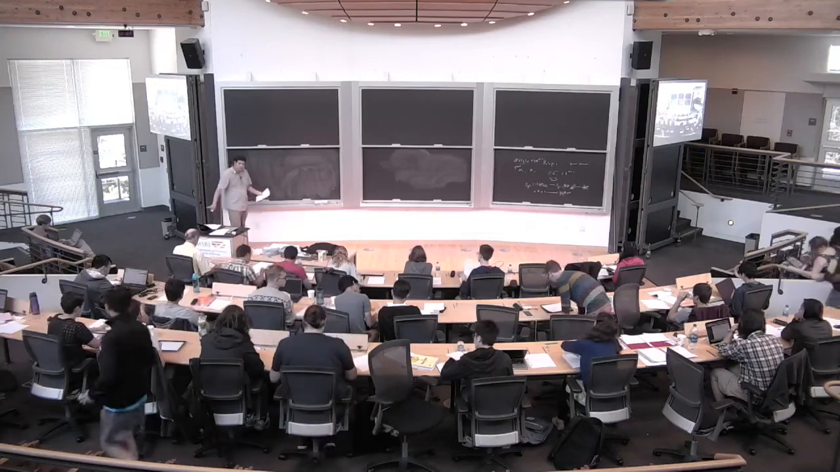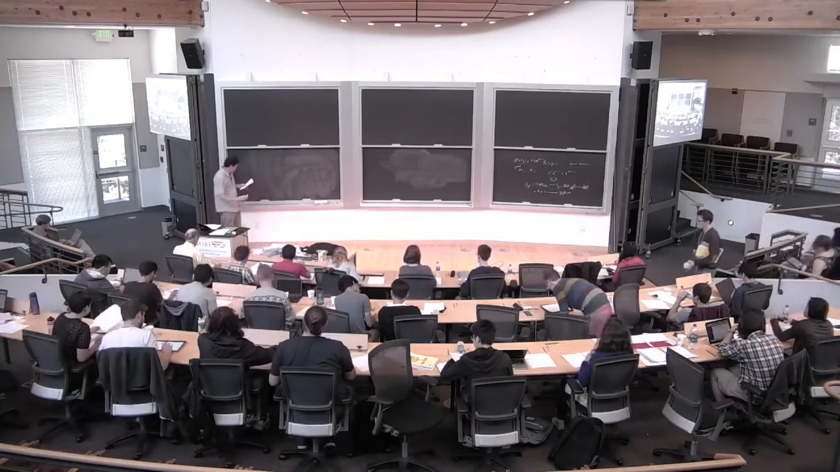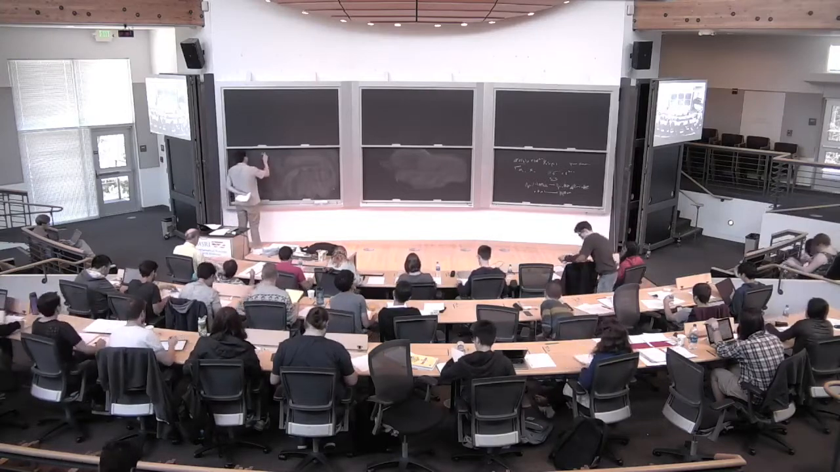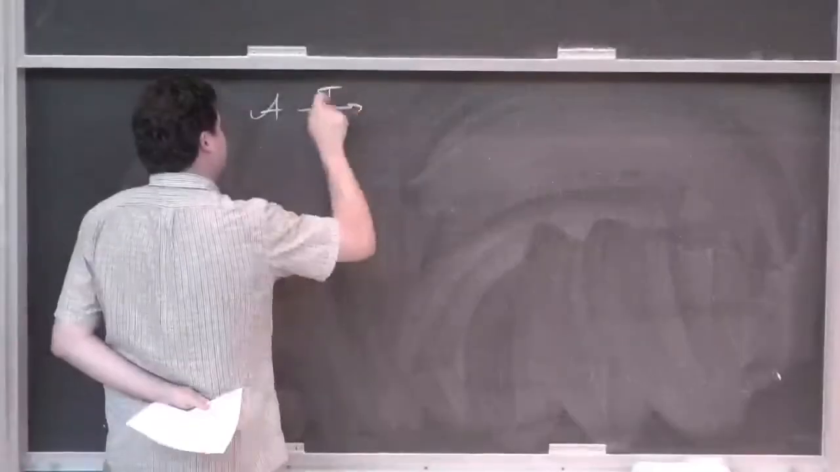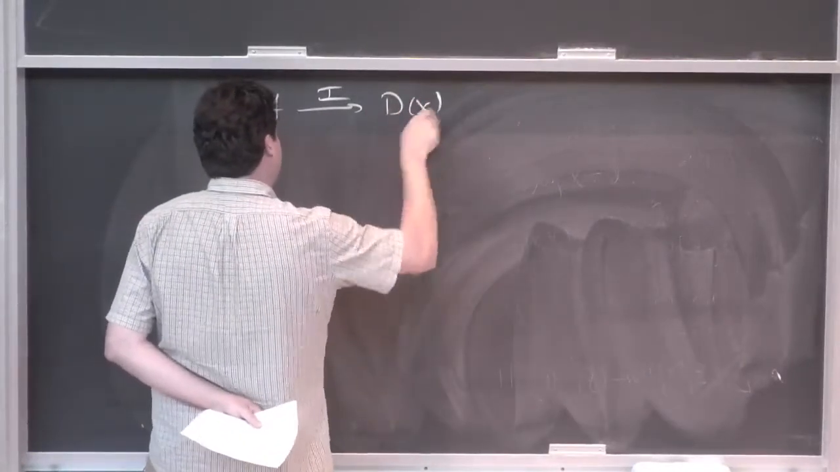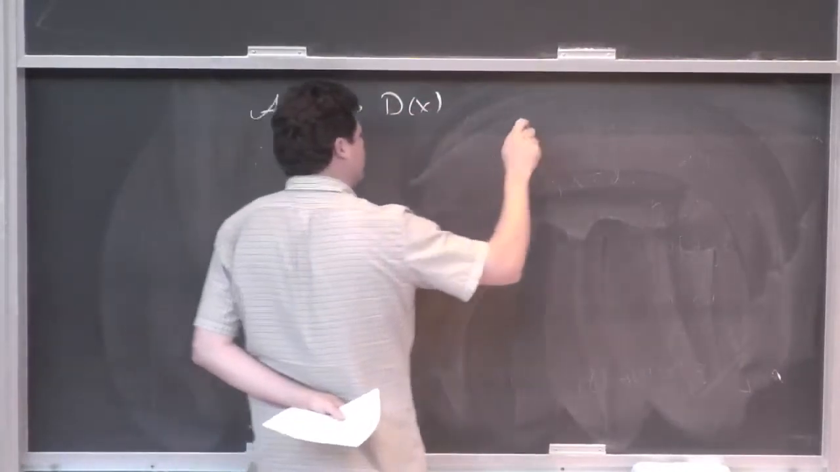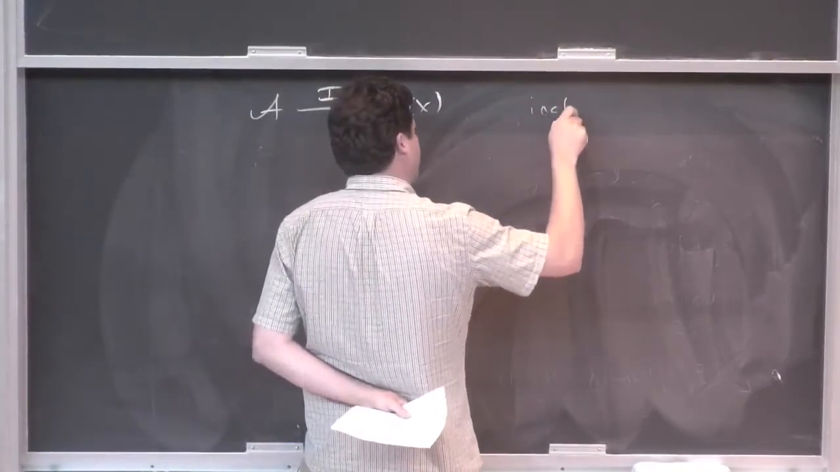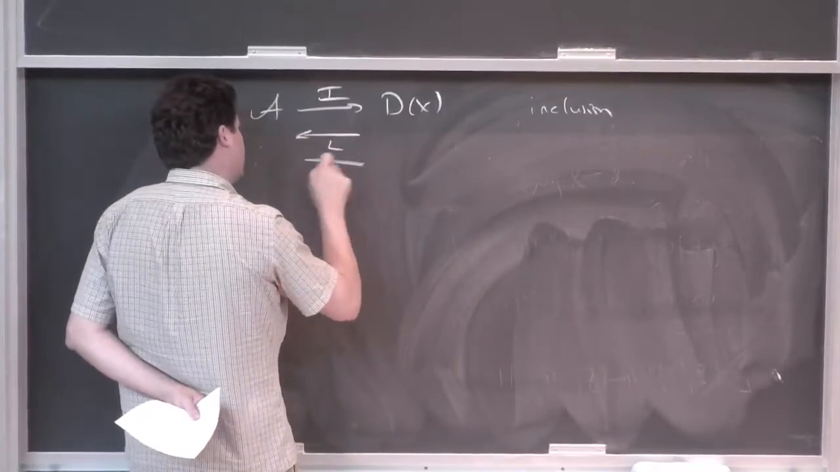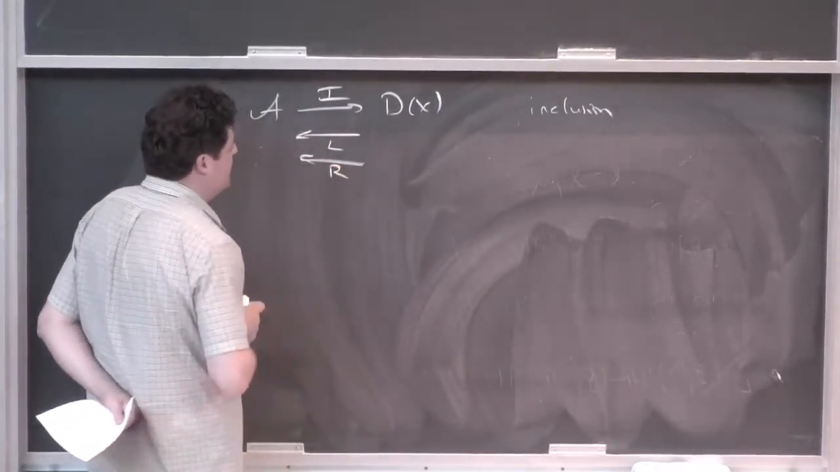I've found my notes. We can resume. So we were in the middle of proving. Remember, A was admissible. So we had this inclusion, and this was the inclusion. And we had this left and this right adjoint.